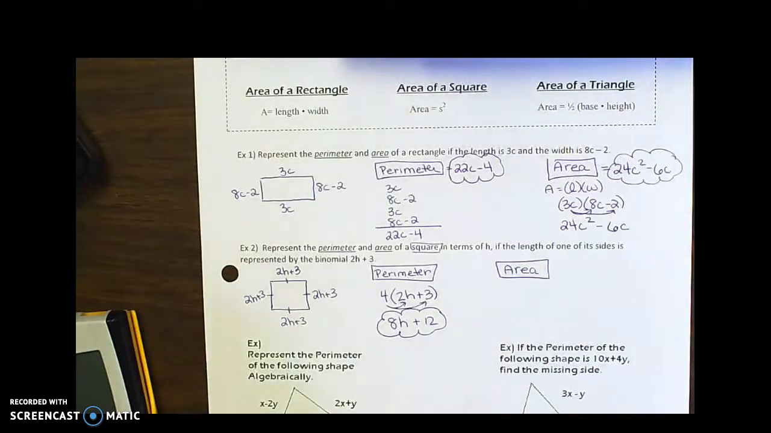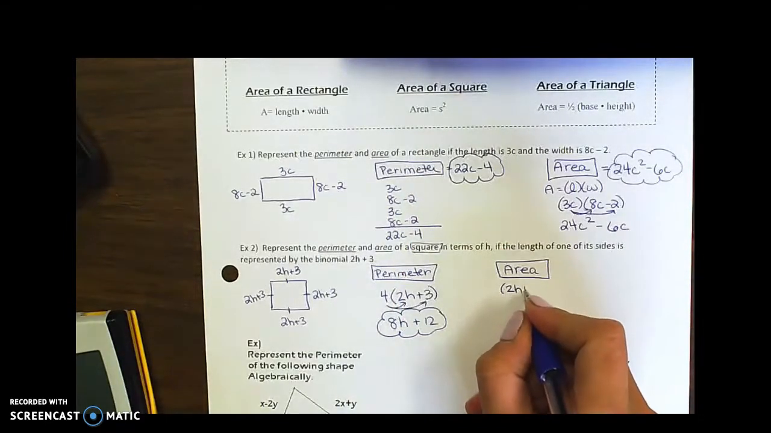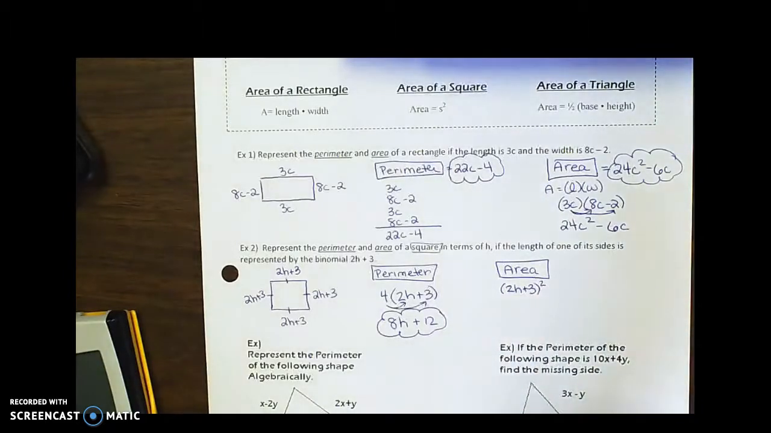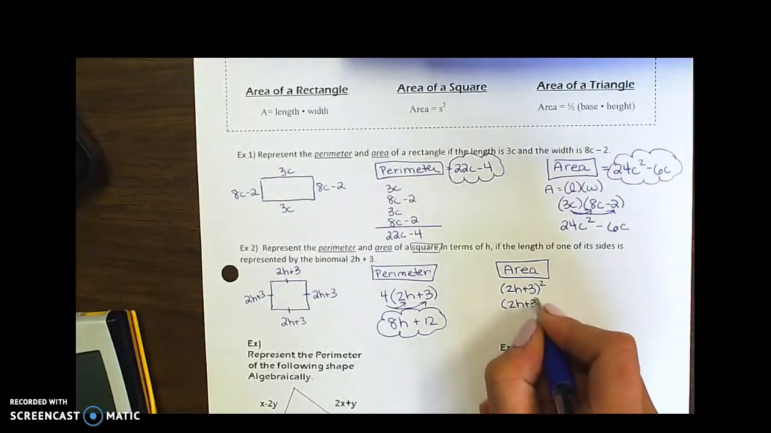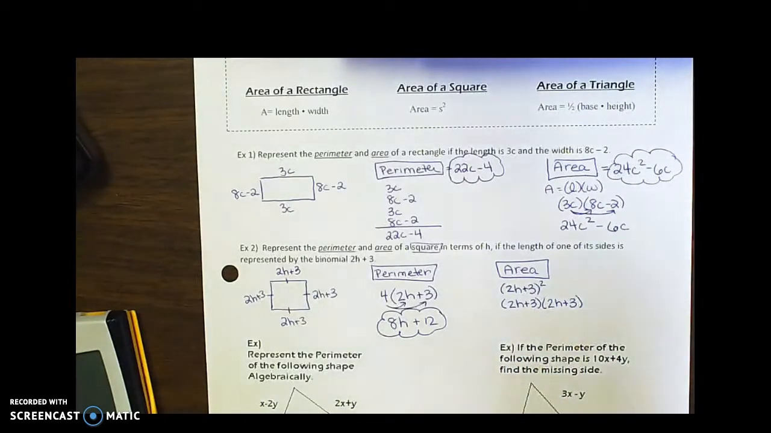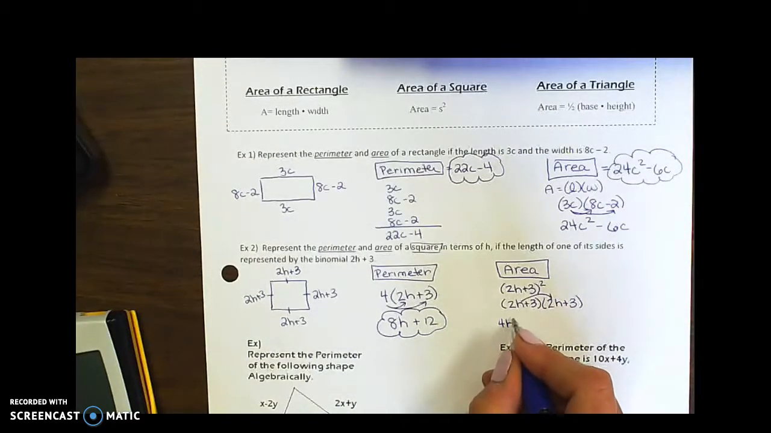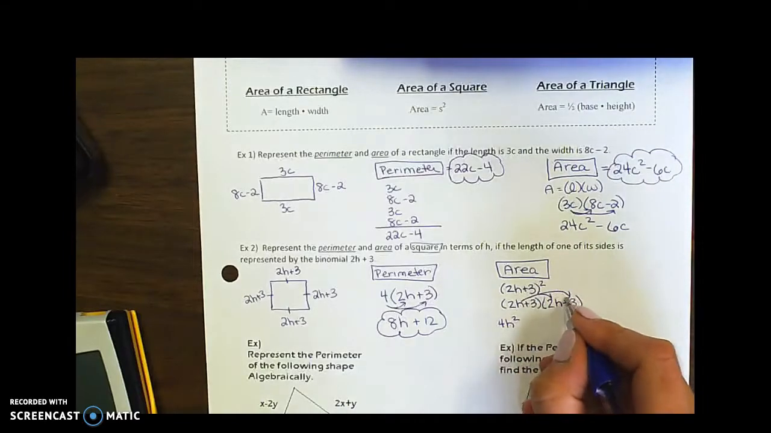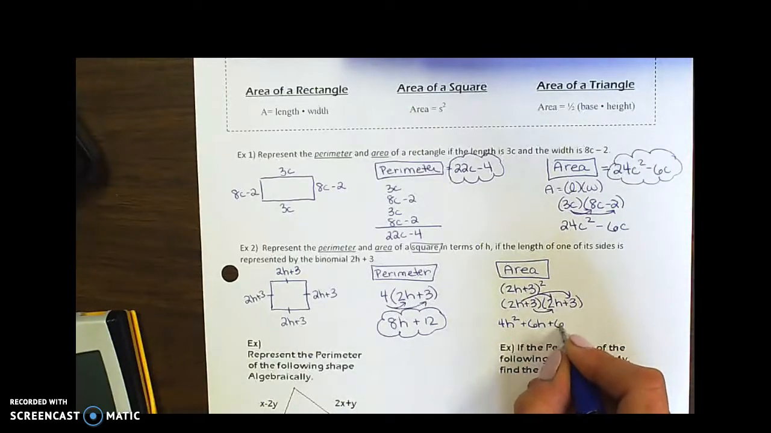The area of a square is side squared. So that's going to be 2h plus 3 squared. But we know when we square parentheses, we have to write it out twice. So 2h plus 3, 2h plus 3. Now, this is what we did in our lesson the other day. A binomial times a binomial, we have to use our long distribution. So here we go. 2h times 2h, 4h squared. 2h times 3 plus 6h. 3 times 2h plus 6h.